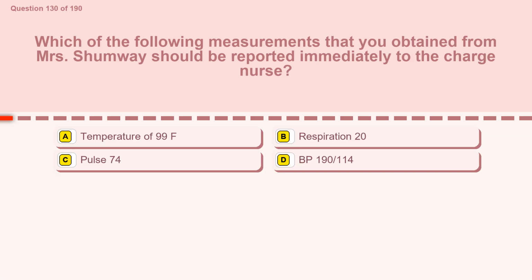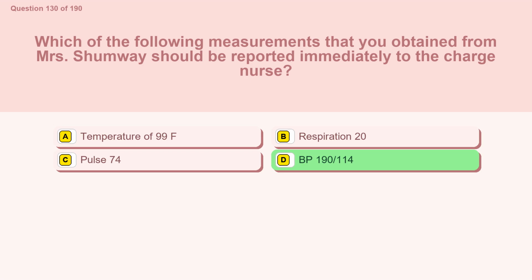Question 130. Which of the following measurements that you obtain from Mrs. Shumway should be reported immediately to the charge nurse? Option A, a temperature of 99 F. Option B, a respiration 20. Option C, pulse 74. Option D, BP 190/114.